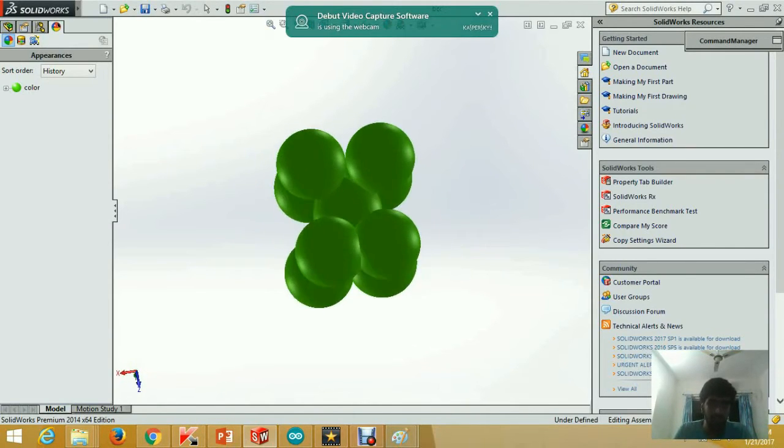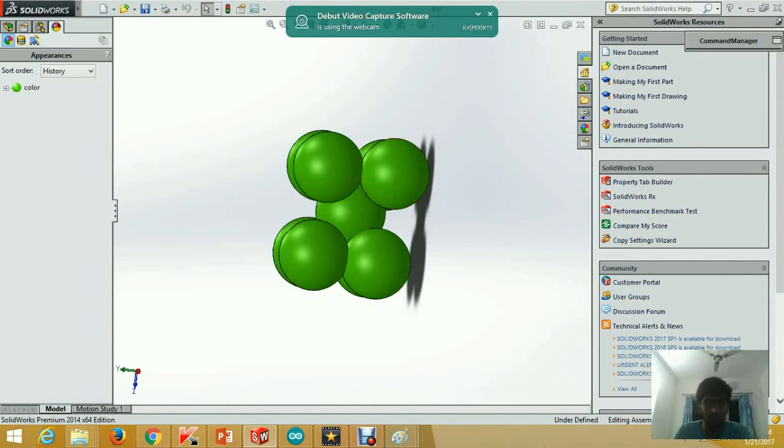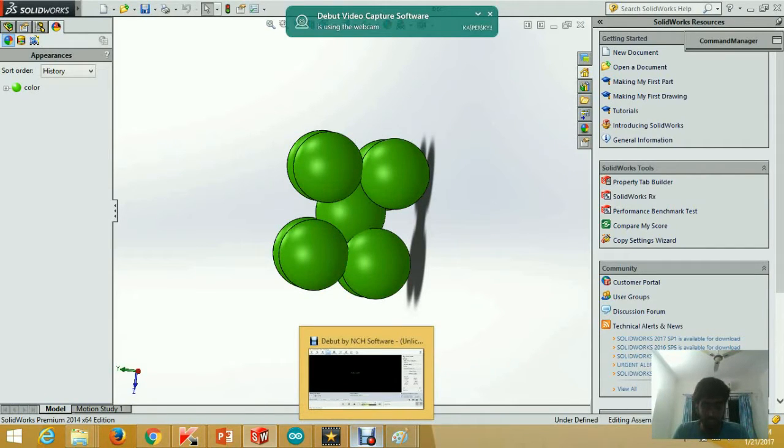So it seems to have a total of 9 atoms, 4 at the top and 4 at the bottom, and 1 atom in the center. But in reality it is actually not made up of 9 atoms. The fact is that these spheres at the top and bottom are being shared by other unit cells also. So now let's find out the number of atoms this particular unit cell is made of.